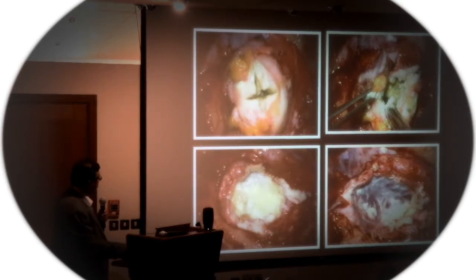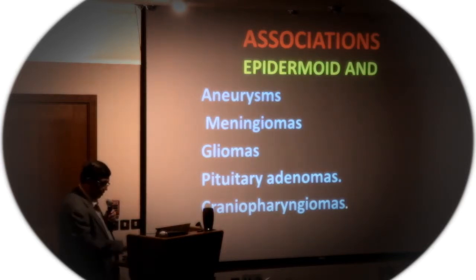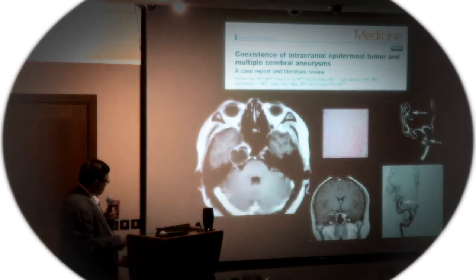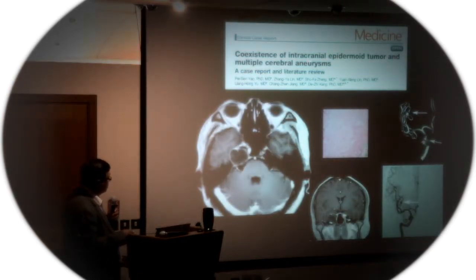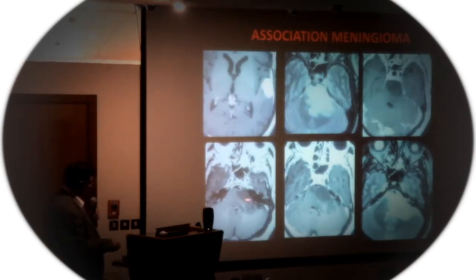This was a wife of a surgeon here in Jordan. They can come in association with many diseases, aneurysms, meningiomas, gliomas, so we forget about these associations. This is a paper, coexistence of epidermoid with multiple aneurysms. This is one of my cases, association with meningioma. This is the epidermoid, and this is the meningioma. Again, here is the epidermoid, and here is the meningioma. This is one of my cases.